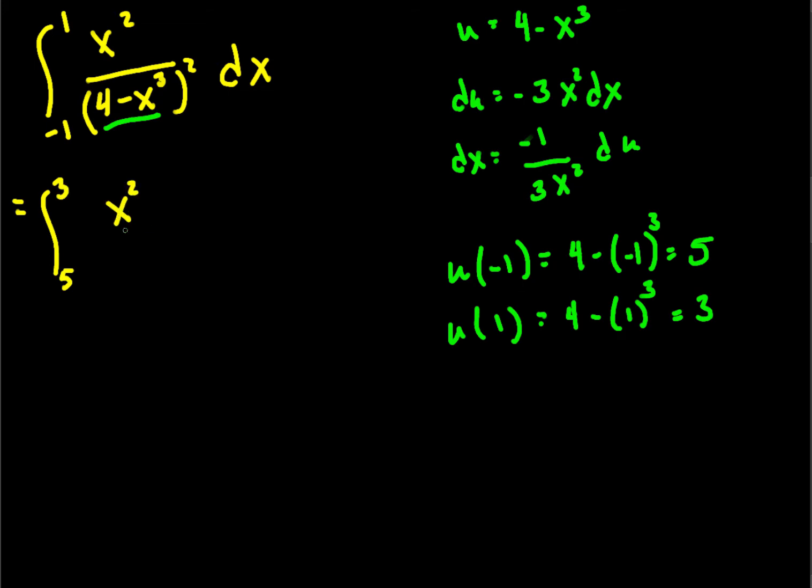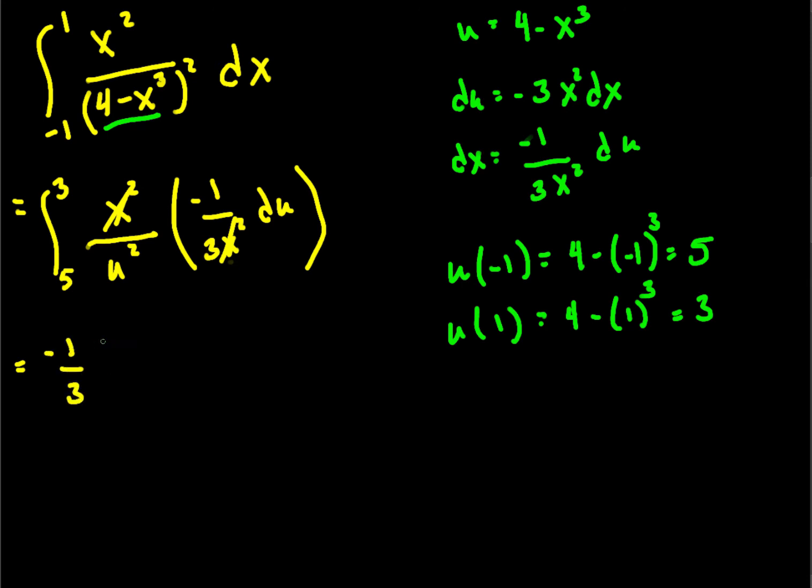X squared divided by u squared. And then what is dx? Dx is -1 over 3x squared du. That x squared and that x squared cancel. And so this is equal to -1/3 the integral from 5 to 3 of u to the -2 du.